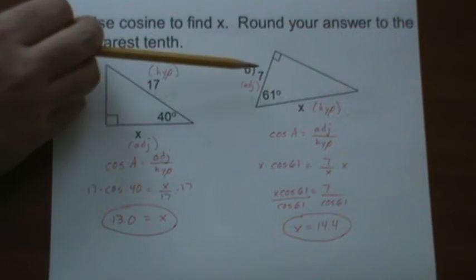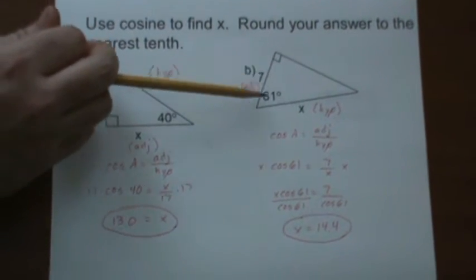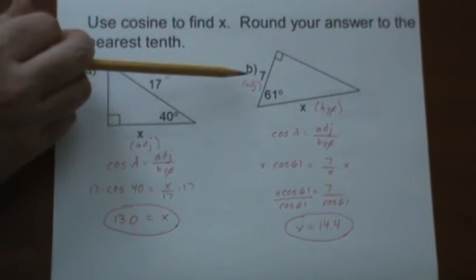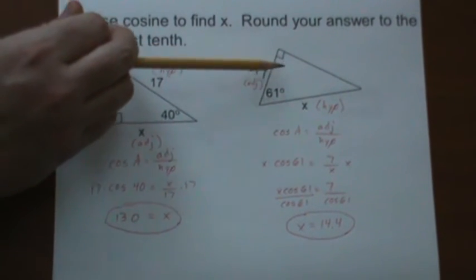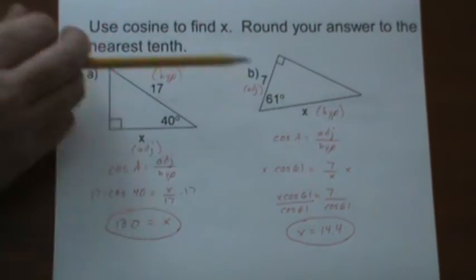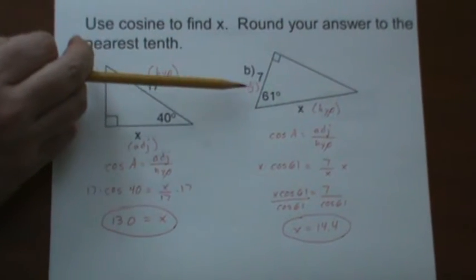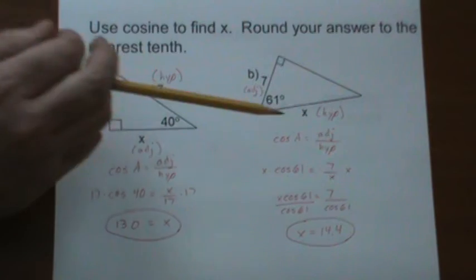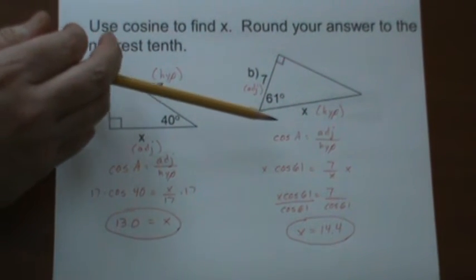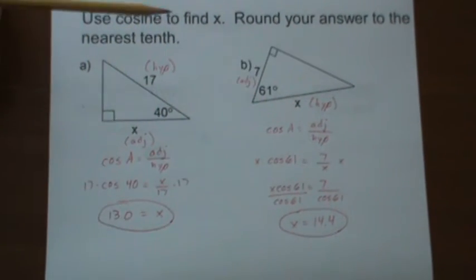In example B, I have the leg that's next to the angle that I'm using, so that's adjacent. I have the side opposite the right angle called x, that's the hypotenuse. Whenever I have adjacent and hypotenuse, I use cosine. The cosine formula says cosine of the angle equals adjacent over hypotenuse.